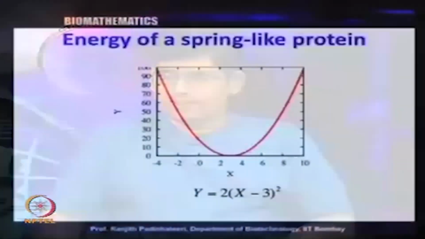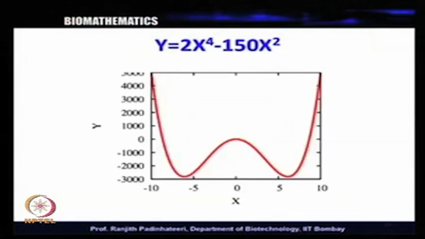Now, let us have a look at the free energy. Let us have a look at this slide. The shape here is another function. I have written the mathematical function here. What is plotted here is 2 into x power 4 minus 150 times x square. If I plot this particular function, I get this particular shape, which has 2 minima, one minimum here, one minimum here, and a maximum here.